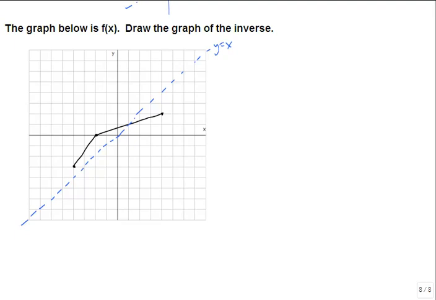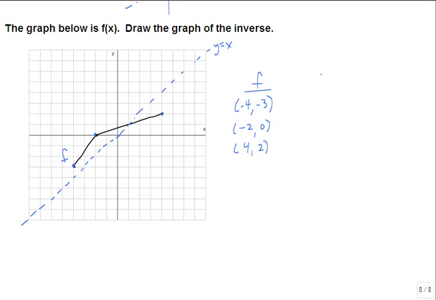Since we don't have a formula where we can swap x's and y's, one thing that we can do is swap coordinates of important key points on this graph. So let's take a look at some key points on the graph of this f right here. So I know this point right here, it has coordinates -4, -3. This point right here is -2, 0. And this point over here is 4, 2.